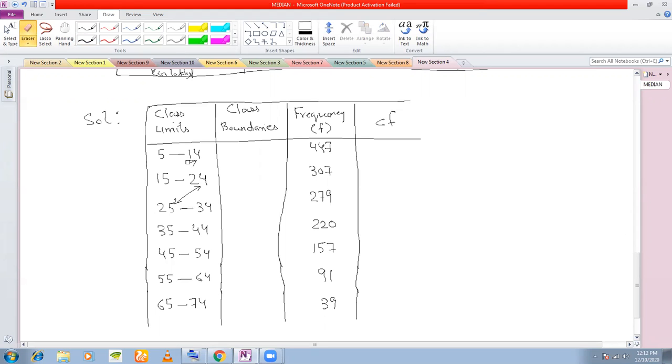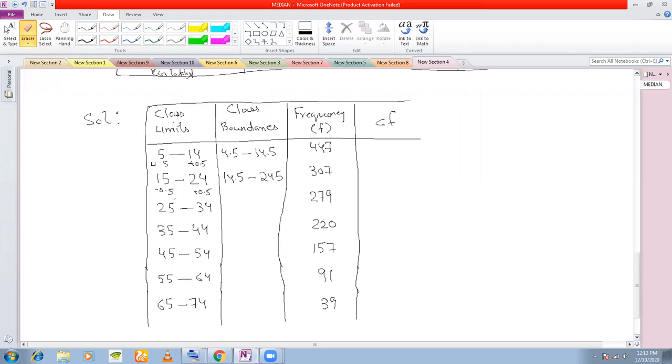So how do you convert class limits to class boundaries? You subtract 0.5 from the lower limit and add 0.5 to the upper limit. Understood? So 5 minus 0.5 is 4.5, and if you add 0.5 to 14, you get 14.5. Again, subtract 0.5 here and add 0.5 here. So you get 14.5 to 24.5 and so on. You do this for every class limit.